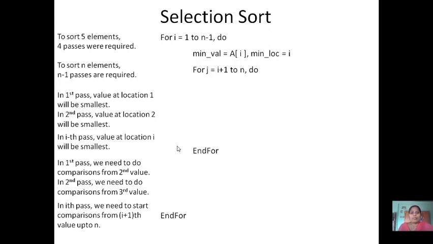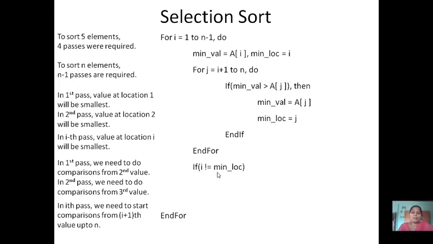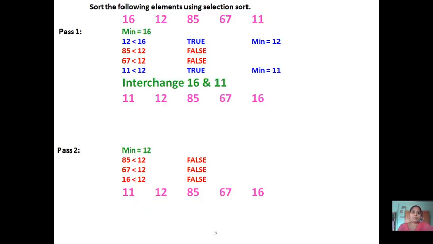In this for loop we will be comparing the elements. What we are going to compare is whether the element in the jth position is less than the minimum value. Then automatically the exchange has to happen. So minimum value is a of j and minimum location is j. If i is not equal to minimum location, then you will be swapping these. So this is the selection sort procedure.